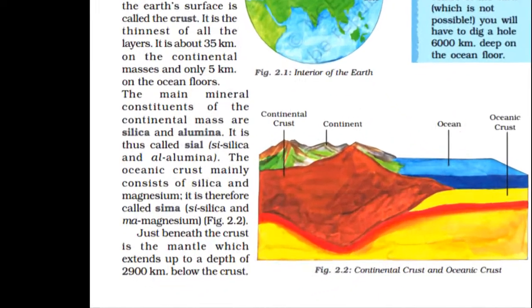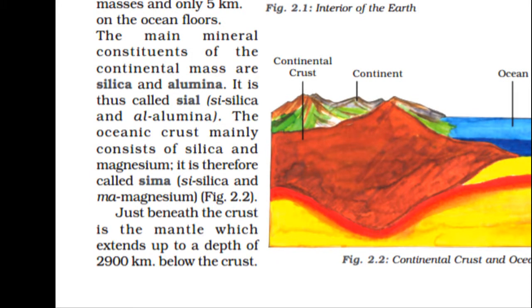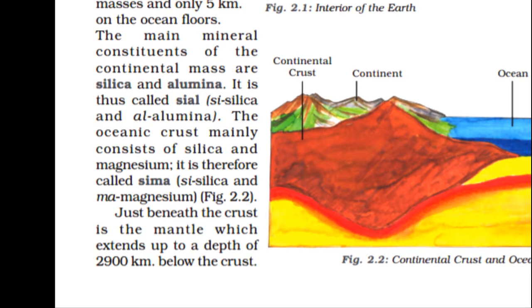The main minerals of the continental mass are silica and alumina. It is called Sial. The oceanic crust mainly consists of silica and magnesium. It is therefore called Sima.